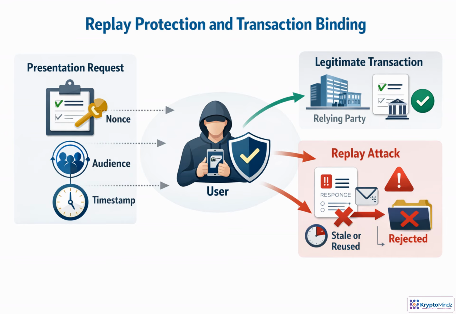Replay protection makes each presentation a one-time ticket, valid only for a specific transaction. The verifier sends a fresh nonce and a clear audience and client identifier. The wallet signs these along with the timestamp, expiry, and transaction ID. When the response returns, the verifier checks the signature, audience, nonce, and freshness. If anything is stale, reused, or mismatched, the presentation is rejected instead of being silently accepted.